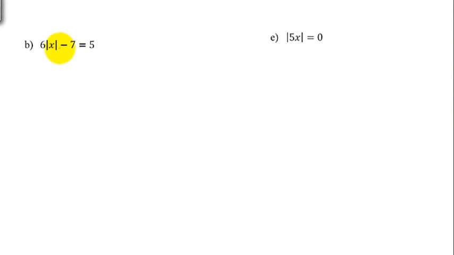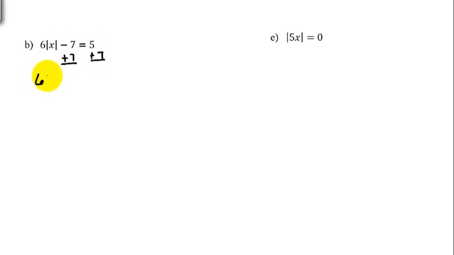In our next equation here, before you can write out your two equations, you need to make sure that your absolute value is by itself first, and right now it's not. We have 6 times the absolute value of x minus 7. So first we need to get this absolute value alone. So we're going to add 7 to both sides.